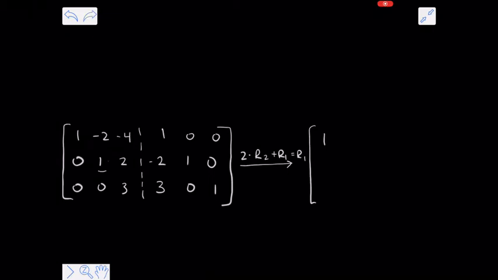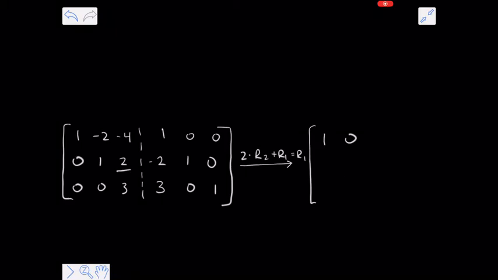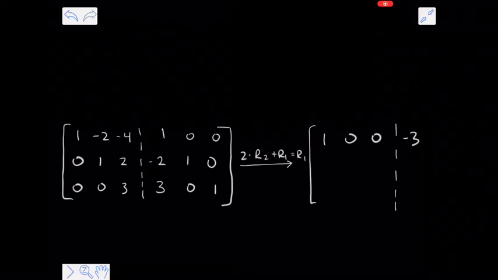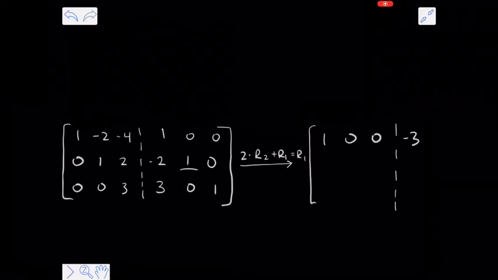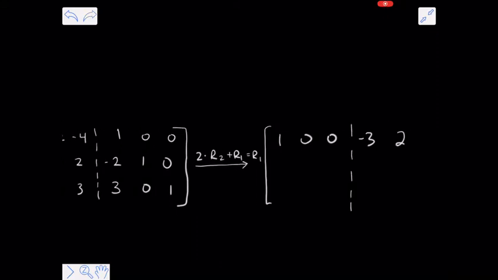Here, 2 times 1 is 2, and then 2 plus -2 is 0. And then here, 2 times 2 is 4, and then 4 plus -4 is 0. Now here, 2 times -2 is -4. -4 plus 1 is -3. Here, 2 times 1 is 2. 2 plus 0 is 2. And then here, 2 times 0 is 0, and 0 plus 0 is 0.